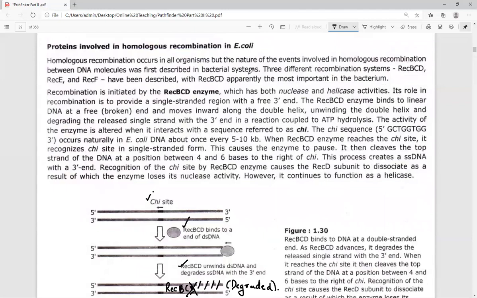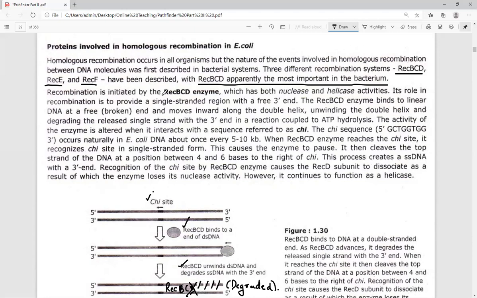Homologous recombination occurs in all organisms, but the nature of the events involved in homologous recombination between DNA molecules was first described in the case of bacterial systems. So it was in the bacterial system that the process of homologous recombination was first described. The different recombination systems involved, the RAC-BCD pathway, RAC-E, and RAC-F, have been described here, with RAC-BCD apparently the most important in the bacterium.